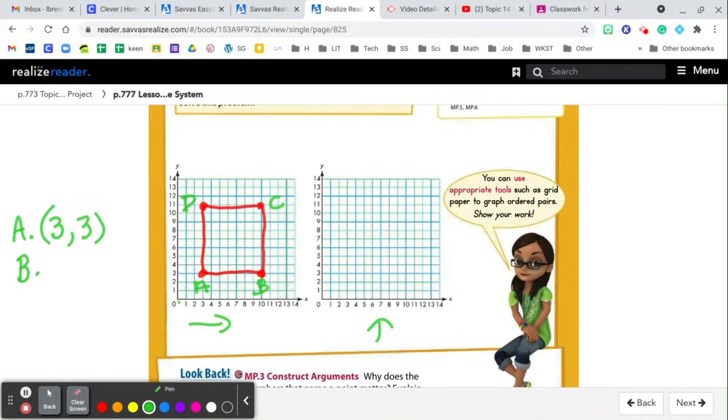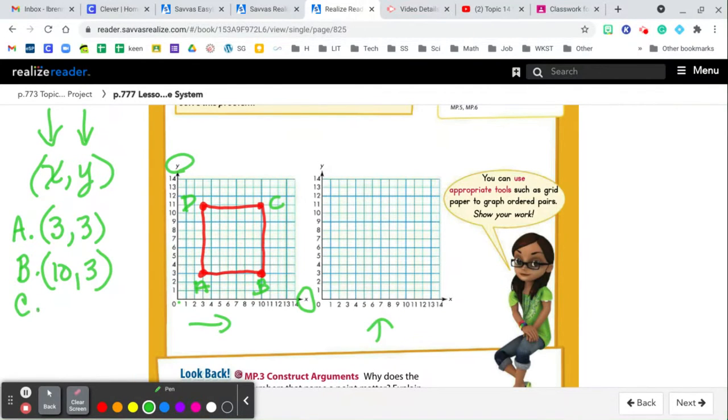Point B, starting at the origin, I'm going to go over 10. That's my x, and x goes before y, always. Just think of the alphabet. X always goes before y. So the x line is the first value, always, and the y line is the second value, always. So for point B, I go over 10, up 3.